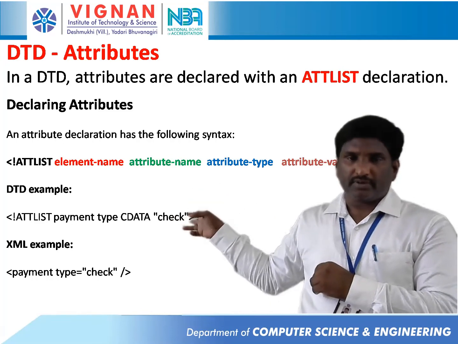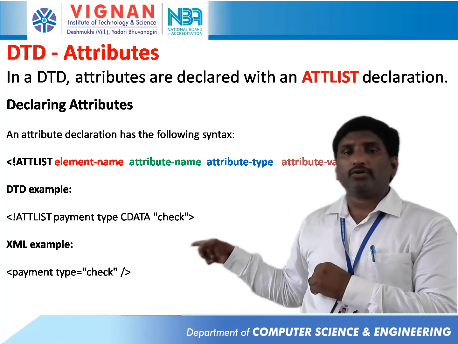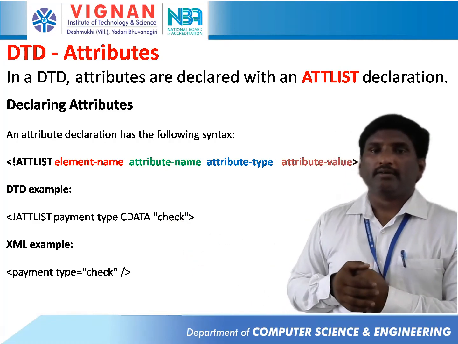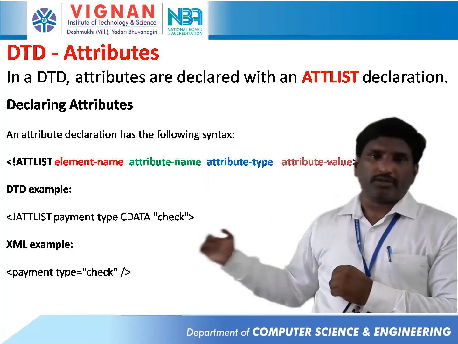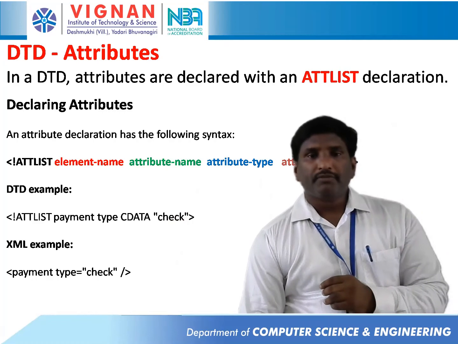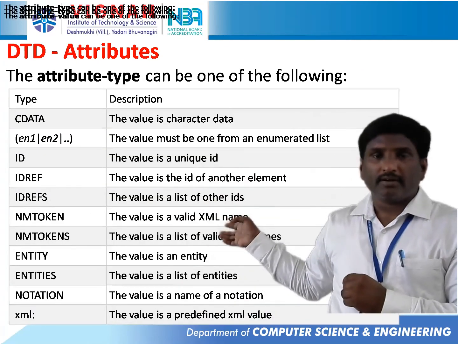So this is the DTD for this, and an example of XML is payment type equal to check. If you specify check, we should write check. So in what way are attributes used? These are the corresponding attribute types.